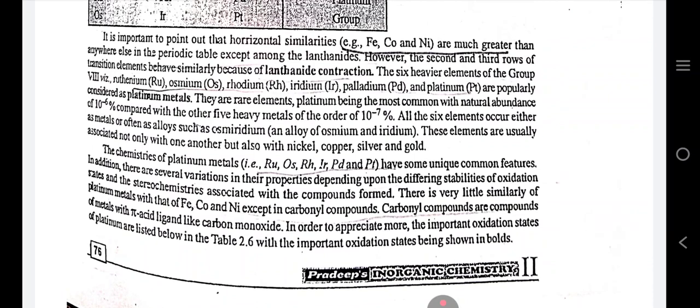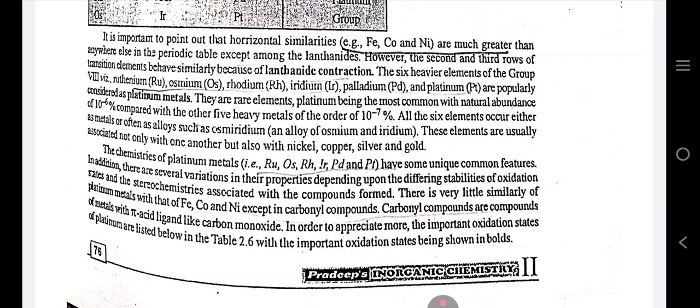It is important to point out that horizontal similarities are much greater than anywhere else in the periodic table except among the lanthanides. However, the second and third rows of transition elements behave similarly because of lanthanide contraction. The 6 heavier elements of the group, ruthenium, osmium, rhodium, iridium, palladium and platinum, are the most common, with natural abundance of 10 to 7% compared with the other 5 heavy metals.